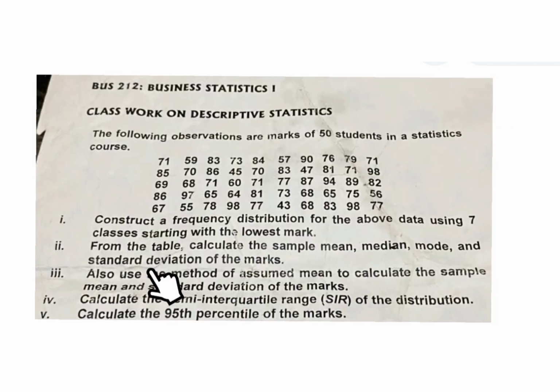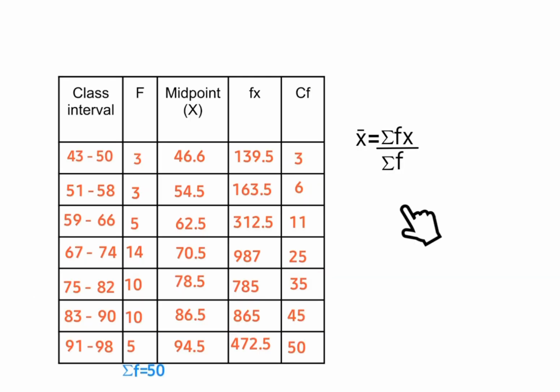The second question says, from the table, calculate the sample mean, median, mode, and the standard deviation of the marks. Calculating the mean of our grouped data has this formula: summation FX over summation F.